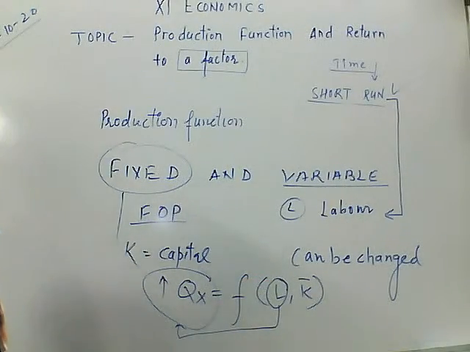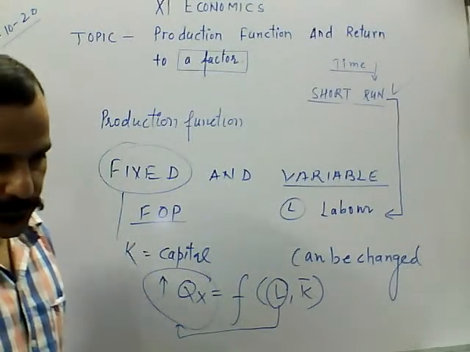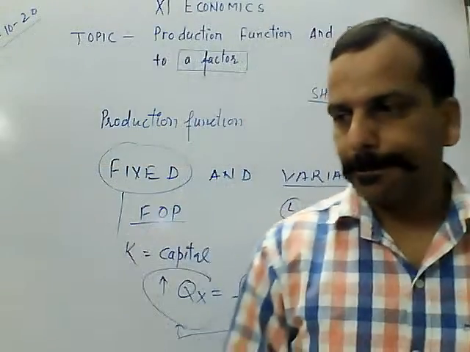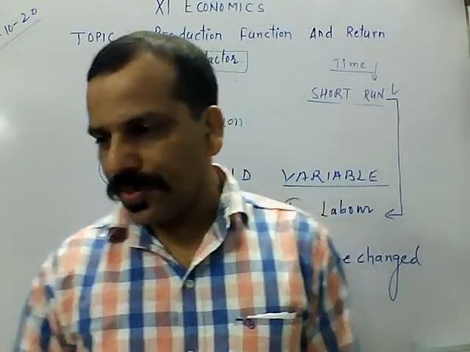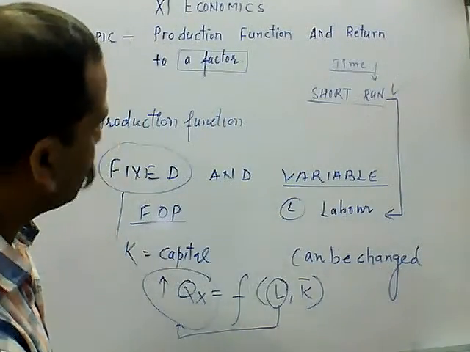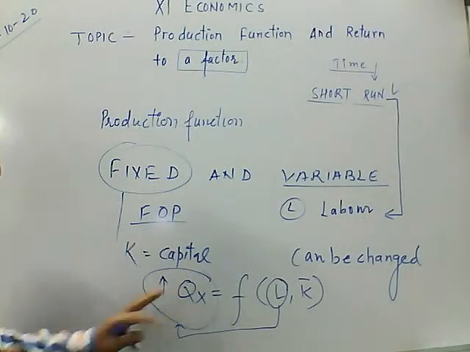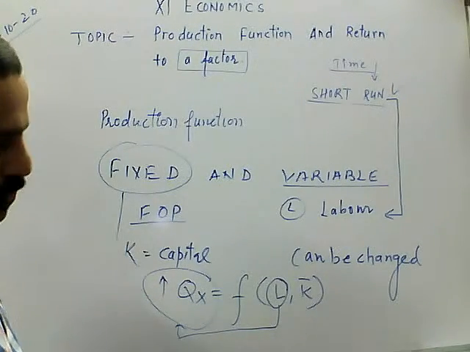Okay. Understood, beta? Okay. Yes or no? About the short run production function.